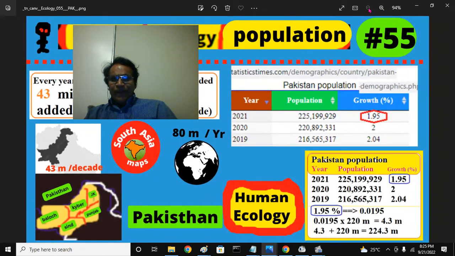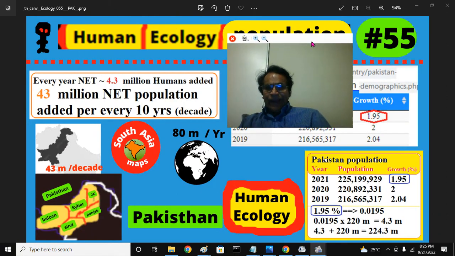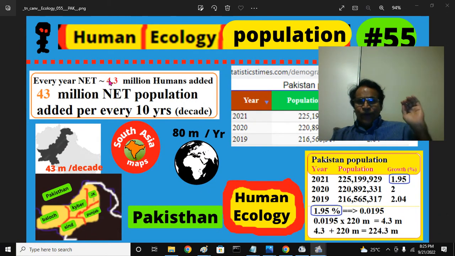Every year, Pakistan contributes 4 million people. That is a humongous number. Now, 4 looks small, but it's not small. It's a very big thing. If you take overall, the net population growth on this planet is 80 million. Again, an easy way to remember.